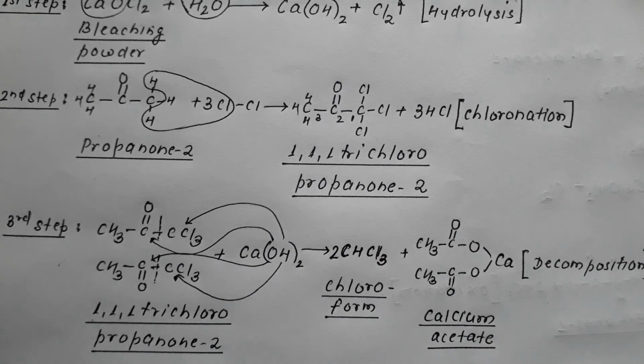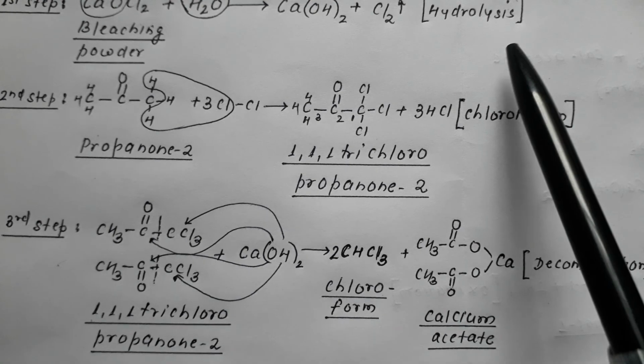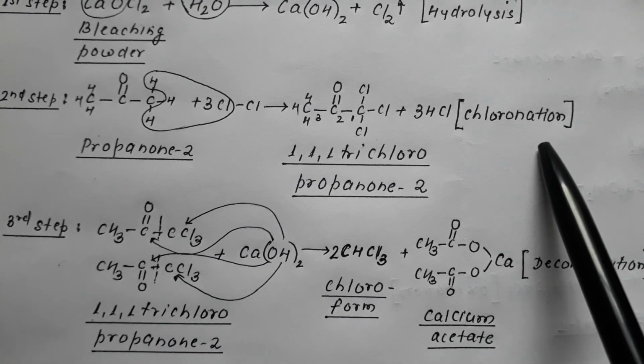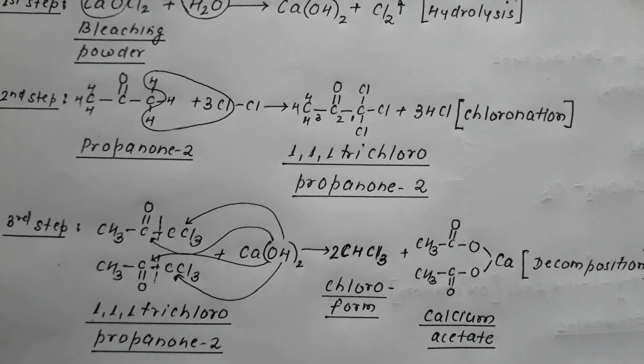So, reaction of ethanol with bleaching powder. Bleaching powder with ethanol is a four-step process: hydrolysis first, oxidation second, chlorination third, decomposition fourth. But when bleaching powder is made to react with acetone to obtain chloroform, it is a three-step process. One step is hydrolysis, second step is chlorination, third step is decomposition. So this is a three-step process.